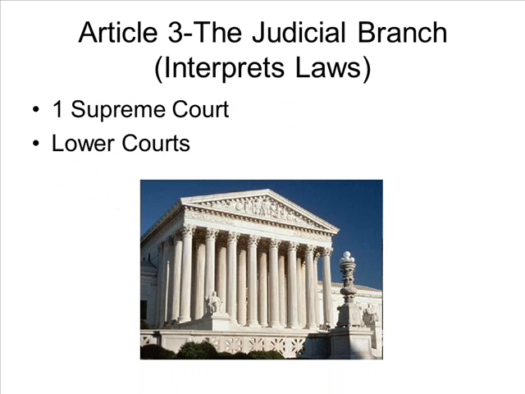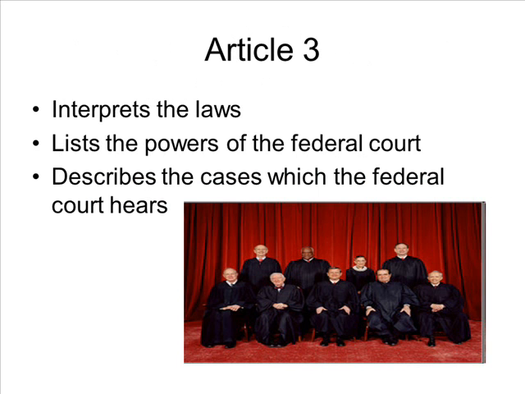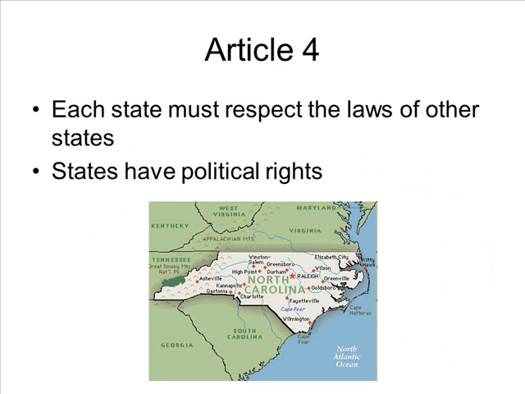Article 3 is going to detail the judicial branch, and the judicial branch interprets the law. Article 3 establishes one Supreme Court and lower federal courts. The judicial branch, as outlined in Article 3, is going to tell us how they will interpret the laws. It lists the powers of the federal courts, and it describes the kind of cases which the federal courts will hear. The next article is Article 4.